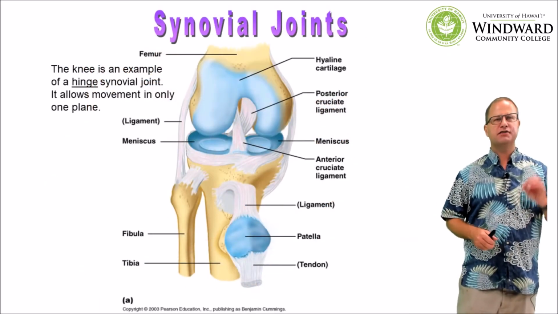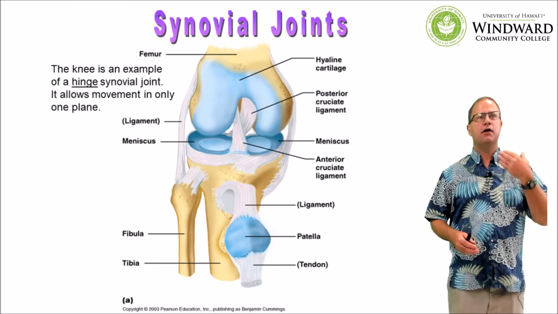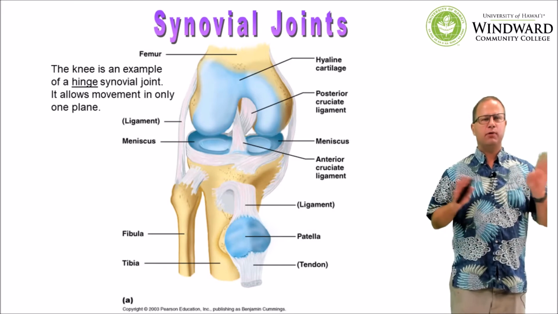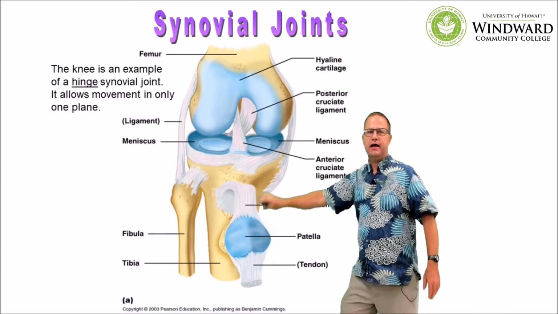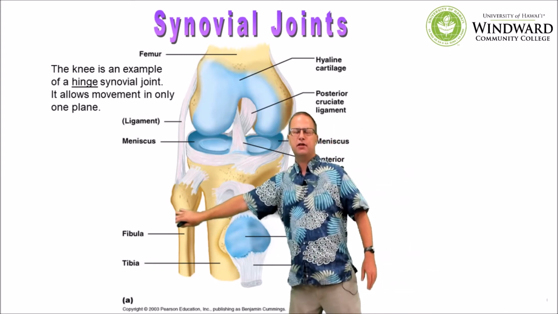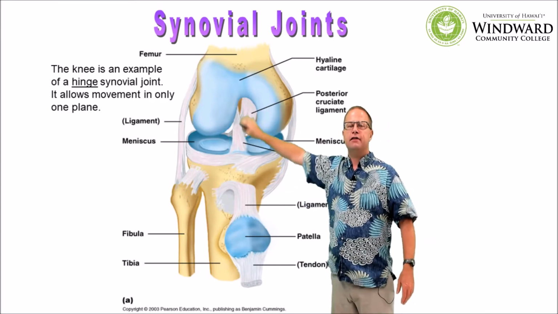Our first example here is something called a hinge joint, and a hinge joint is where we have bones that bend and allow movement in one direction. So the example we have here of a hinge joint is the knee. The knee is made up of the femur above and the tibia below. The fibula doesn't really play a role in here, but the knee allows uniaxial movement and allows flexion and extension.